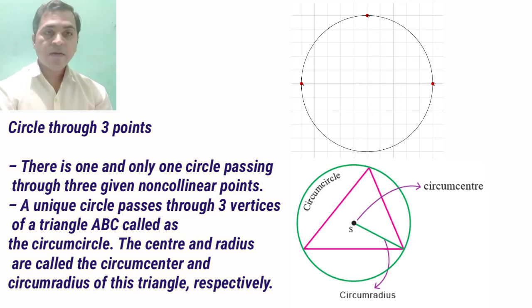In this way, for the triangle formed inside the circle, the center will be known as the circumcenter and the radius will be known as the circumradius of the circle. Now moving to the next slide.